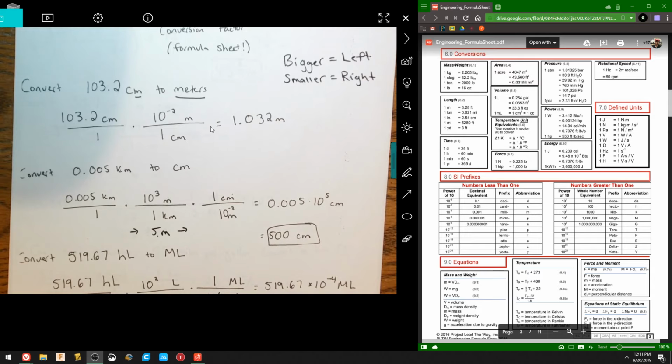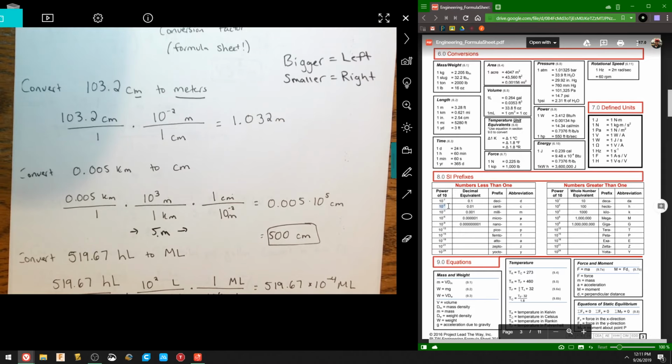So if I say 103.2 centimeters, centi is 10 to the negative 2. This number indicates how many times I'm going to move that decimal place. This little chart, bigger equals left, smaller equals right, tells me in what direction to do it. If I'm going from a small number to a big number, I'm going bigger, so I move it to the left. How many times? Twice. 1, 2. I get my answer of 1.032. Easy enough? Next one.